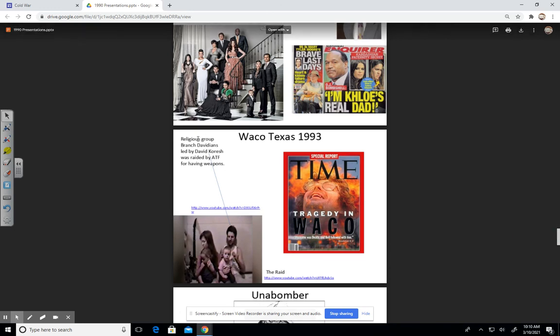Here we see a religious cult in what becomes known as the Waco Incident. Here we see David Koresh, the leader of a cult. And for the most part, they are living in this compound, and the United States government uses a tank to tear down and deal with the individuals there.